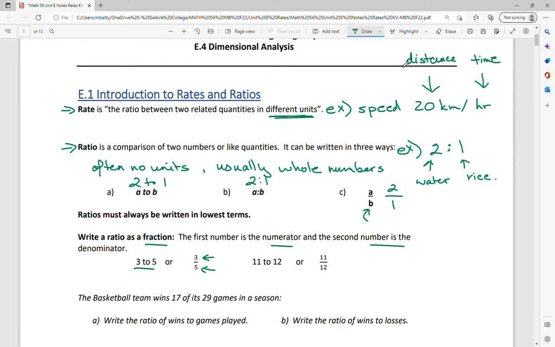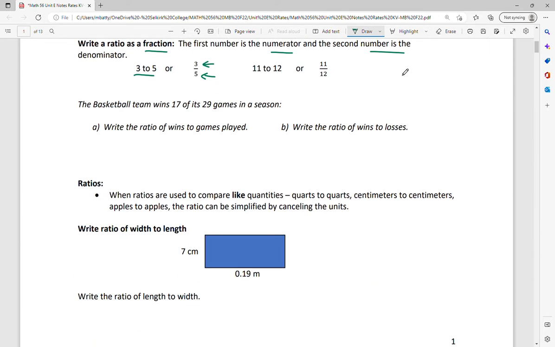So let's try some of these ones. A basketball team wins 17 out of 29 games in its season. Write a ratio of wins to games played. So we want wins to games. So it would be 17 to 29, or 17 out of 29. Either way, whether it's a fraction or as the dot dot ratios, either are fine.